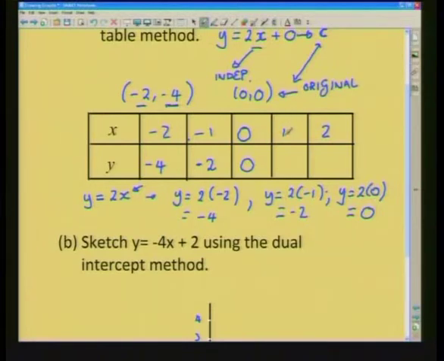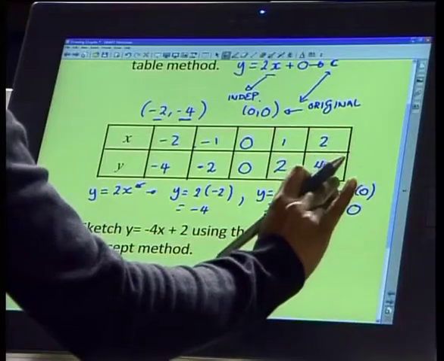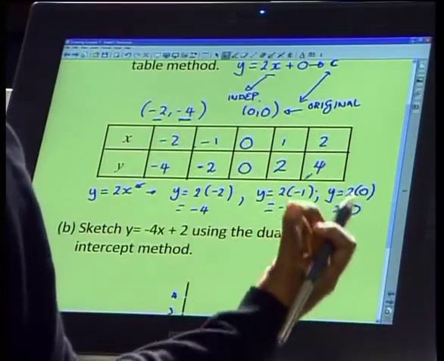To find what the y value is when x is 1, again, we put it into the formula. You do that, you get a value of 2. And by putting the 2 into the same formula, you will get a value of 4. So now you've got a whole lot of ordered pairs, a whole lot of points that you can plot on your axis in order to sketch the graph.